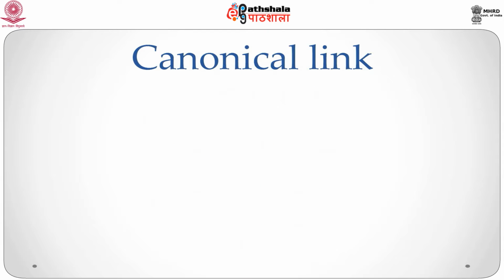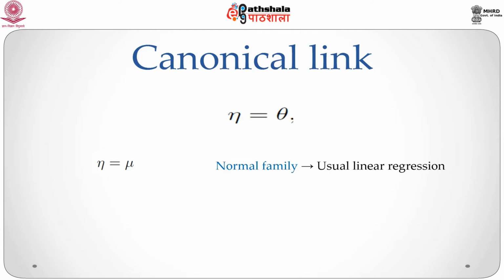We have something called a canonical link. This occurs when eta is equal to theta. Now recall, for the normal family, theta, my canonical parameter, was equal to mu. So this means that if the canonical link were to hold for the normal family, we would have eta equal to mu, which means, in other words, that mu is equal to eta is equal to x prime beta by virtue of the definition of eta, and we have a situation of usual linear regression.